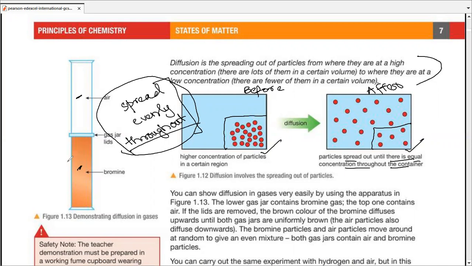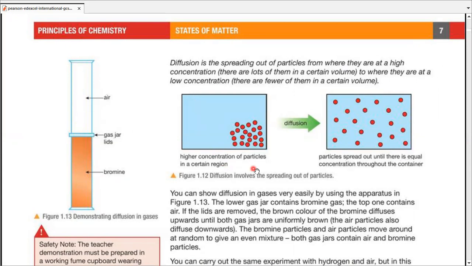The two gas jars can be toppled, or we can simply take the lid out of it. So the bromine would start spreading and moving towards the lower concentration region. At the same time, the air would start moving towards its lower concentration region. What would happen at the end? The colors would spread evenly throughout both the gas jars. This experiment can be performed with a different colored gas. We can perform it with nitrogen dioxide, which also happens to be brown in color. They may perform it with any other colored gas.